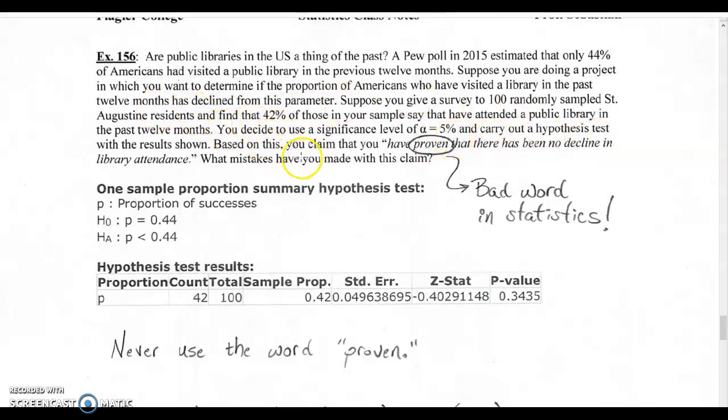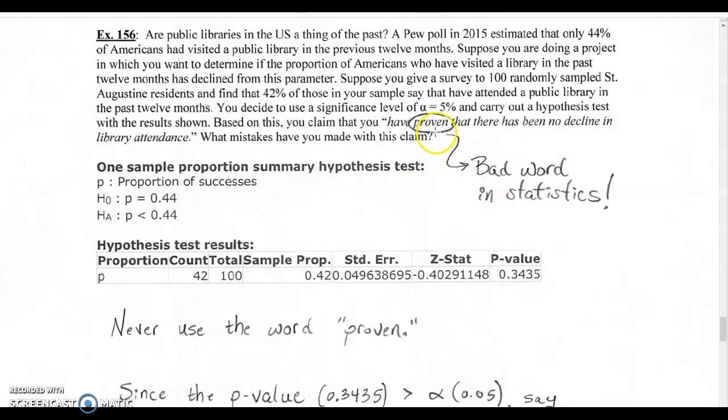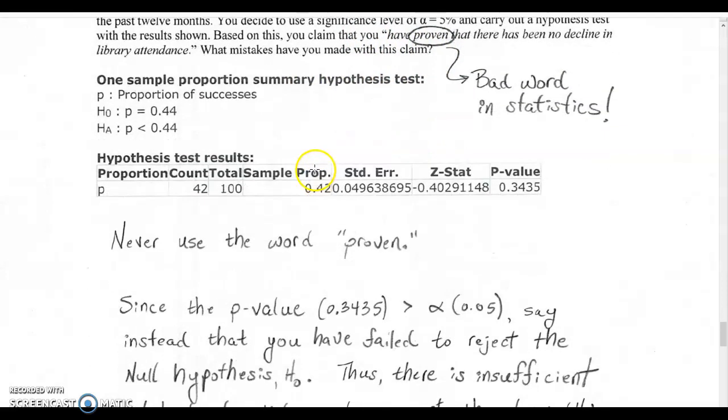And based on this, you claim that you have proven there has been no decline in library attendance. Okay, proven. Bad word in statistics. I want you to remember that. We don't prove anything in statistics. We show with a certain likelihood. We demonstrate with a certain likelihood, a certain level of confidence, a certain percent chance that we're correct, which are high, but we're not proving anything, which would be like 100%.